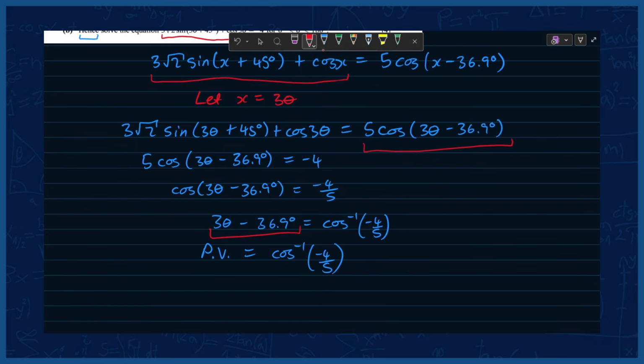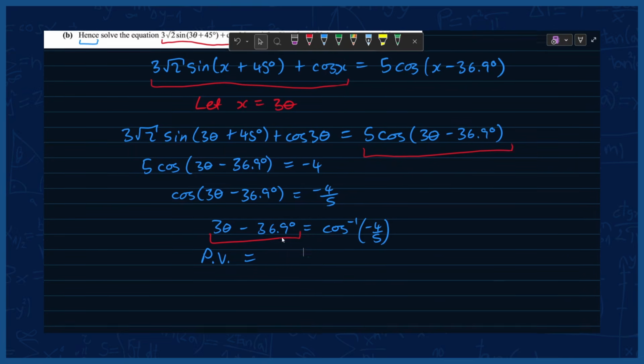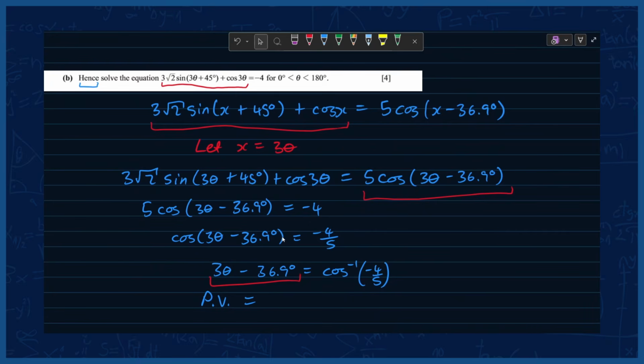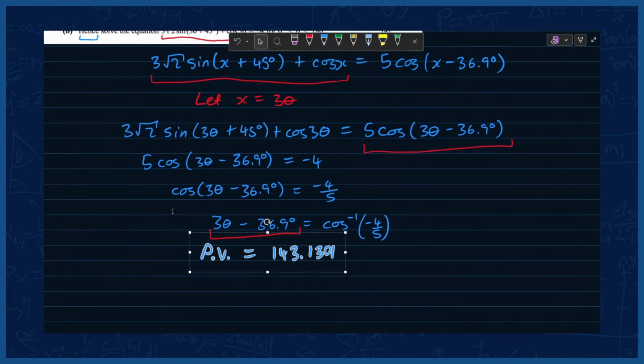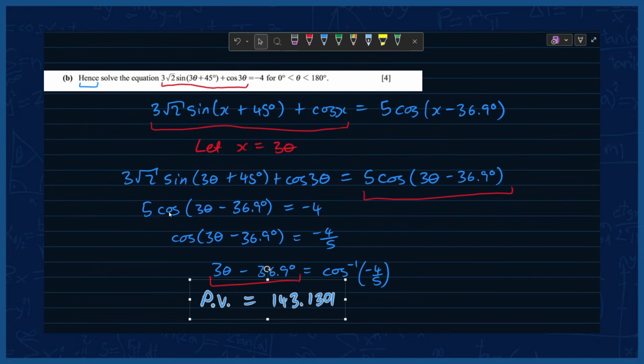Because if you prematurely make θ the subject of the formula, you won't be able to find the other values that are within the given interval. So let's punch arccos of −4/5 into the calculator and see what we get. We are in degrees. So this is arccos of −4/5, and this is 143.1301. This is our principal value, and this is the value we're going to use to look for all our other solutions.